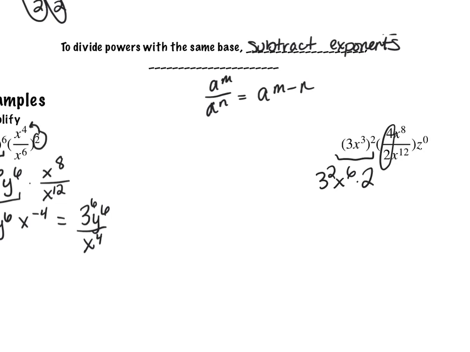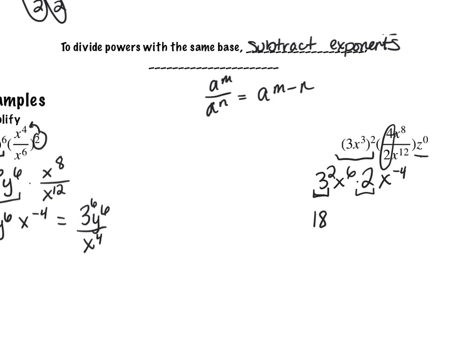And then look at x to the 8th over x to the 12th. I know that's going to be x to the -4th, so I subtract the exponents. And then what happens with that z? It's going to be 1. All right, so now I've got to clean this up a bit. So 3 squared times 2 is going to be what? What's 3 squared? 9. 9 times 2 is 18.